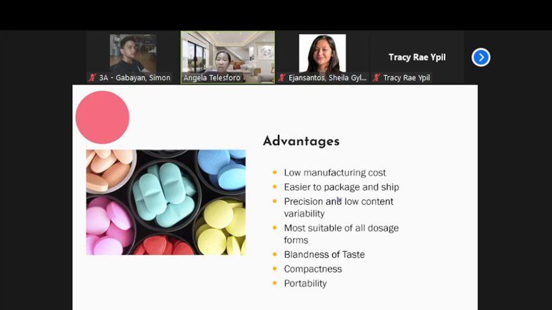Easier to package and ship, precision and low content variability because of the machine also. Most suitable of all dosage forms, blandness of taste. You cannot taste the drug because it is coated. Compactness, it is very solid; a good tablet, even if it falls, will not easily break. And portability, you can carry it, especially when individually in blister or foil. So you can carry it everywhere. So that's your tablet advantages.